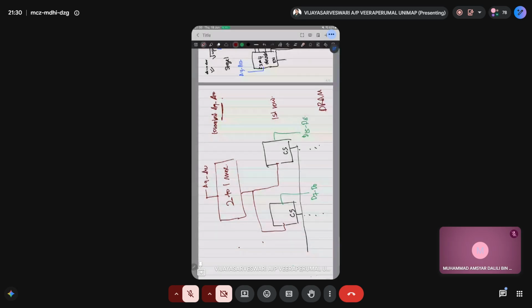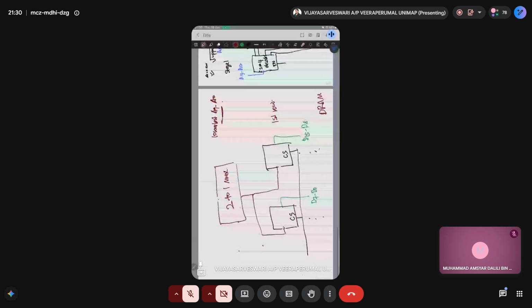Talking about DRAM, untuk DRAM A9 kepada A0, maksudnya dia macam mana tau? Dia akan masuk two inputs because we have two inputs, right? So it will be divided into two, which is A0 to A4 and then A5 to A9. So you will have a total of 10 bits. Macam ni.